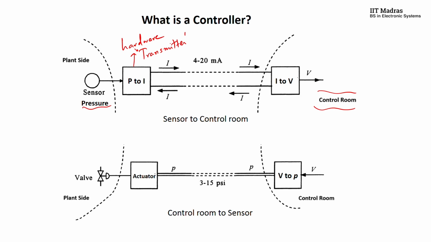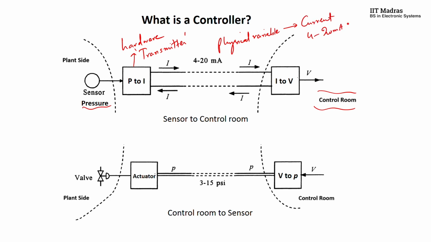This conversion is done in the most standard form, which is called the 4 to 20 milliamps range. So 4 to 20 milliamps is the standard for changing a physical variable, or measurement, into current. This variable is converted into current in the range of 4 to 20 milliamps.